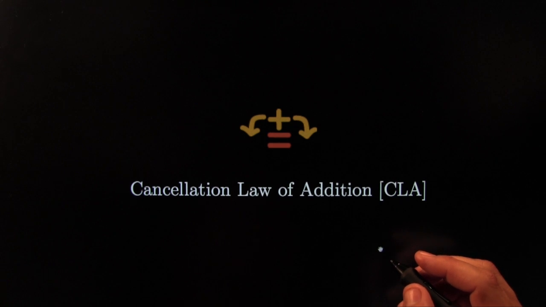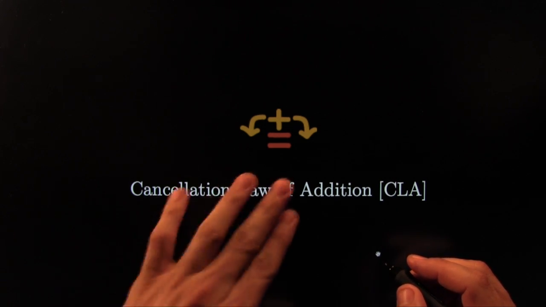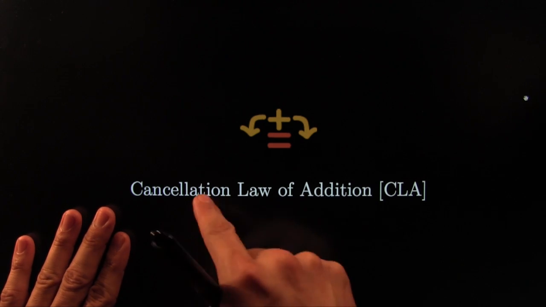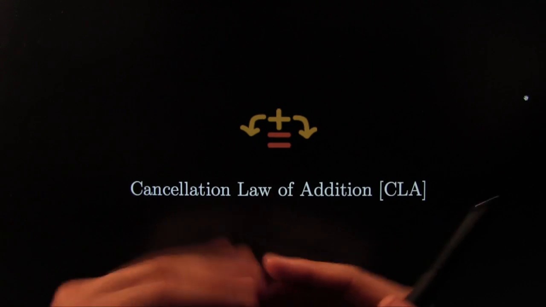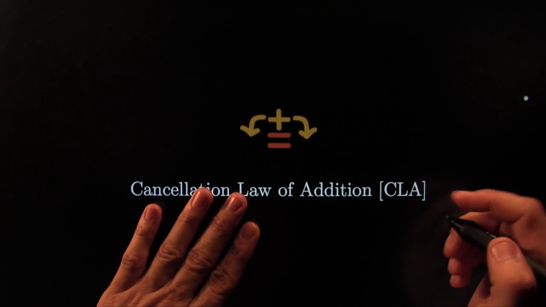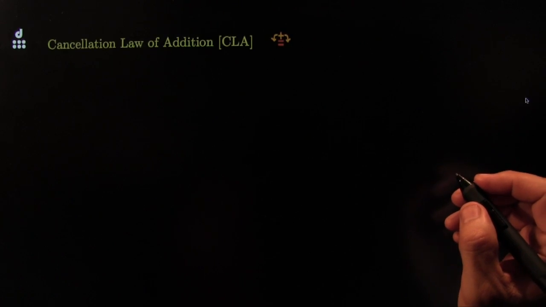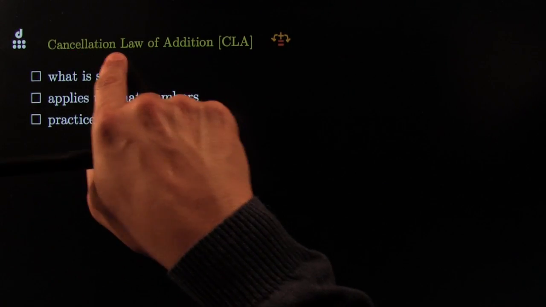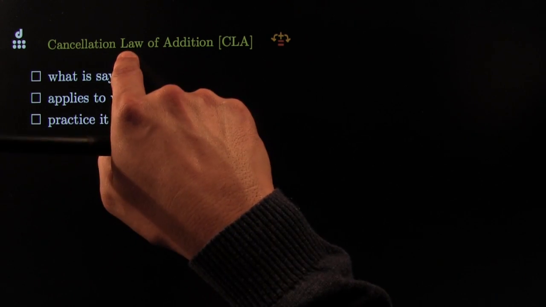Alright, cancellation law of addition. This one is a little bit tricky. You have to remember that sometimes the English word for something doesn't always match what it does in mathematics. This would be a good example of that. So there may not be anything being cancelled. It's called the cancellation law.